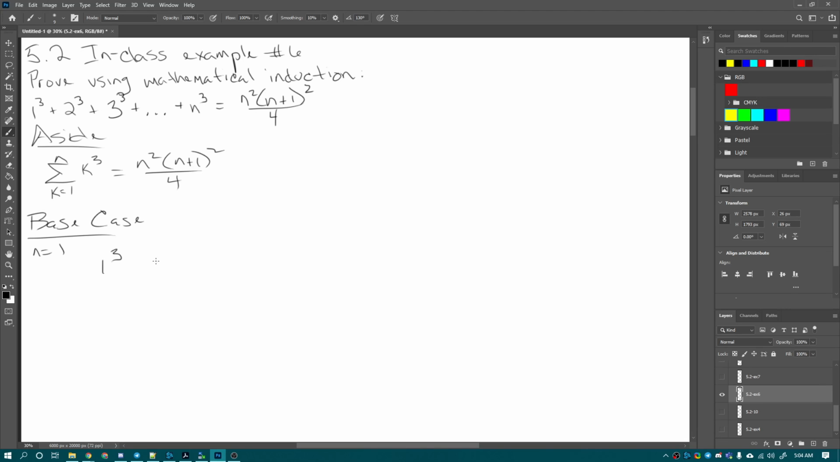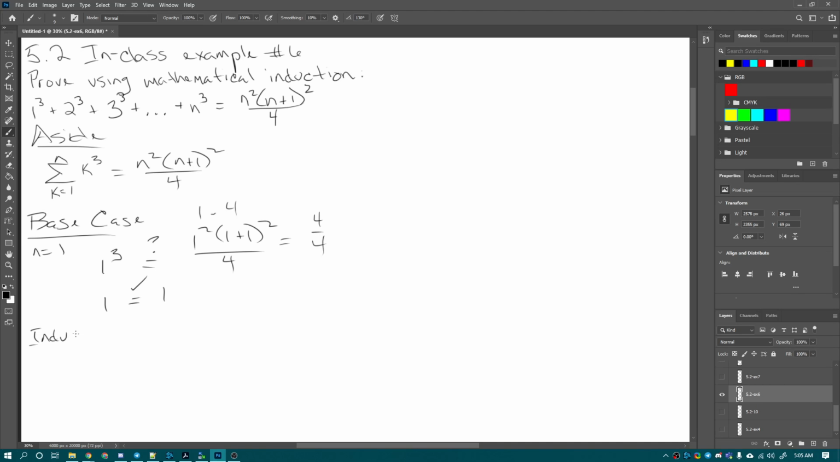We're asking if 1 cubed is equal to 1 squared times 1 plus 1 squared all over 4. 1 squared is 1. 1 plus 1 is 2. 2 squared is 4. This is equal to 4 over 4. 1 cubed is 1, so we have 1 over here, and we have 1 over here. So we have proven that the base case works.